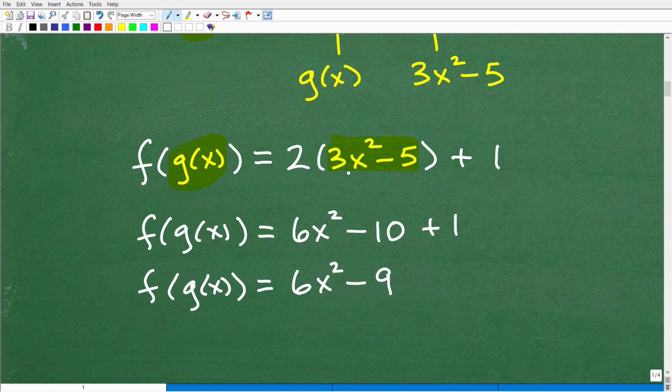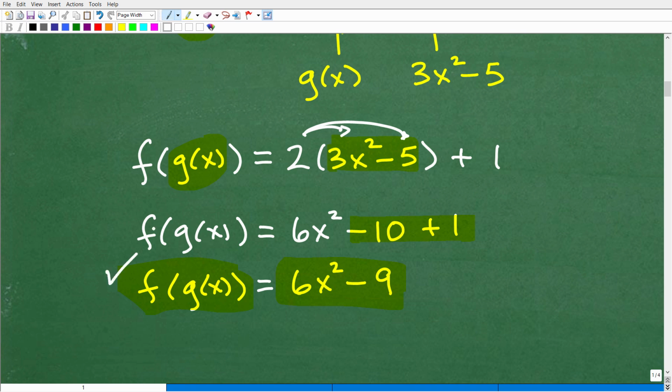So 2 times 3x squared minus 5 is what? That's going to be 6x squared. And 2 times that 5 is going to be negative 10. So again, 2 times 3x squared is 6x squared, 2 times 5 is 10. So I have 6x squared minus 10 plus 1. Now I just go ahead and add these, so that's going to be negative 9. So 6x squared minus 9, that's what f of g of x is, and that is that.